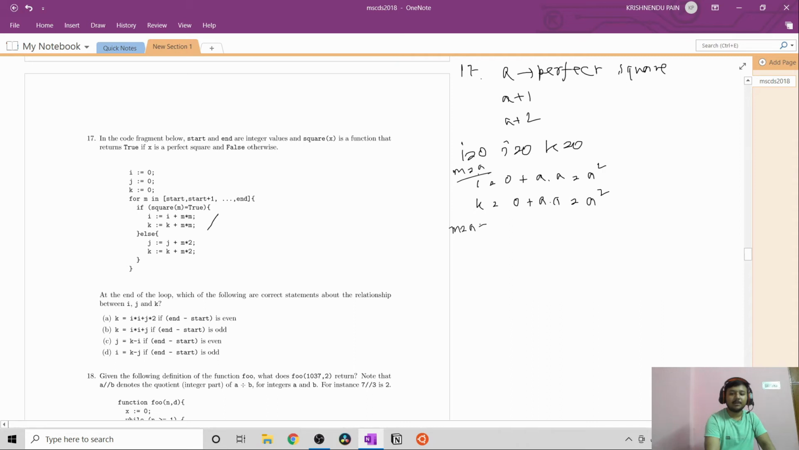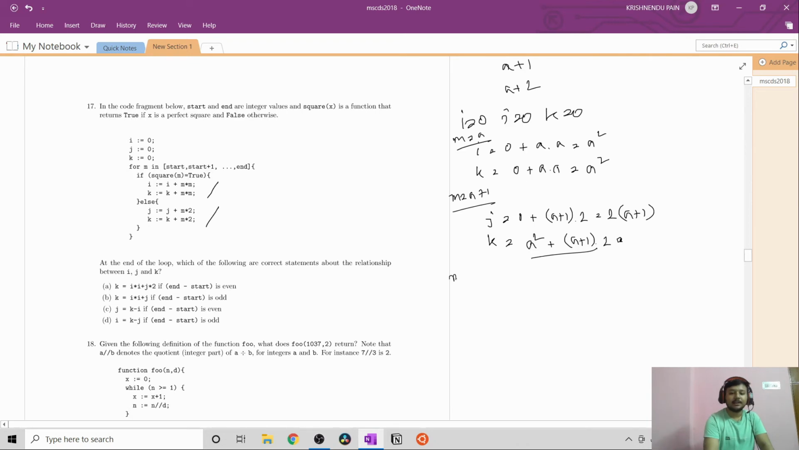For the next value, M equal to A plus 1, if square M equal to true, no, A plus 1 is not a perfect square, then this part will be executed. So J will be J is 0 plus M into 2, M means A plus 1 into 2, so it will be 2A plus 2. And K will be K previous value is A square plus M into 2, M means A plus 1 into 2, which is A square plus 2A plus 2.